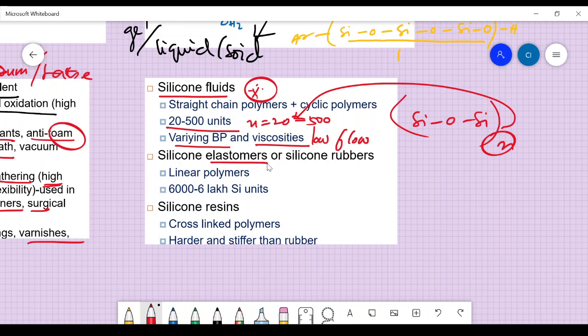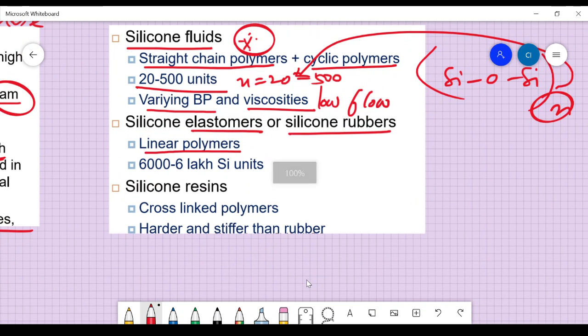Then you have elastomers, which have some good elasticity, or silicone rubbers. You might have seen several places with silicone rubbers and silicone. So they are the linear polymers. Straight chain polymers are different from cyclic polymers, which are different from linear polymers. In a straight chain, you will have something like CH3. This is a straight chain. There is no branching at all. Then you call it a linear polymer. So a linear polymer is a fallout of the straight chain polymer.